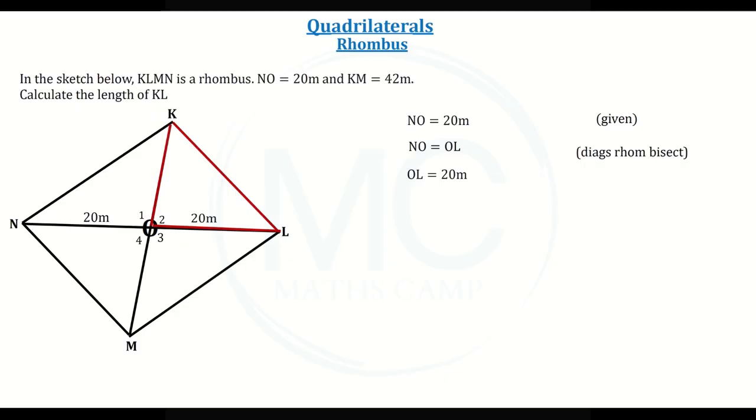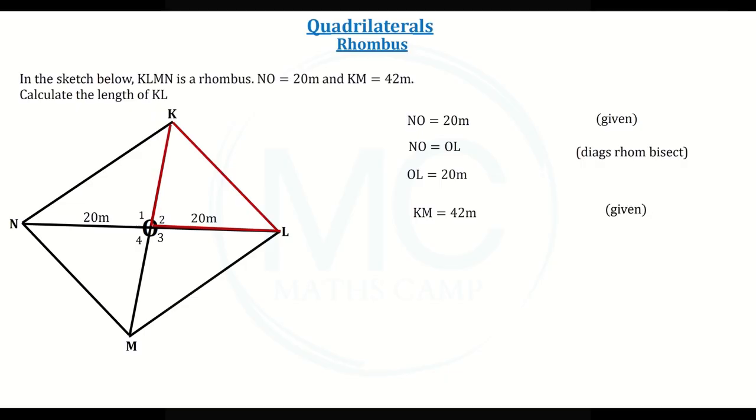Before we can find the length of KL, we need the length of KO. So let's see what other information we have. The question tells us that KM is 42 meters long. So let's make a note that KM is equal to 42 meters. And again, we know this because this has been given to us in the question.